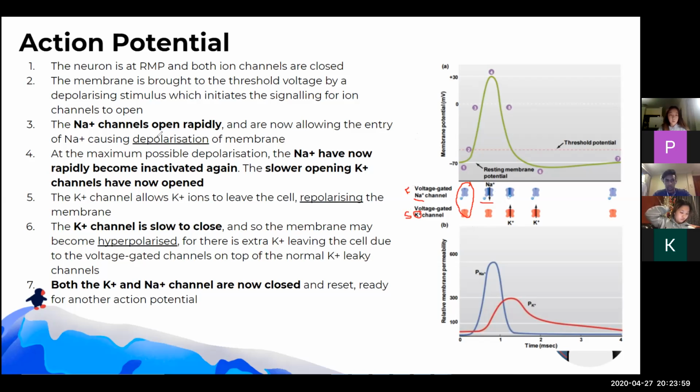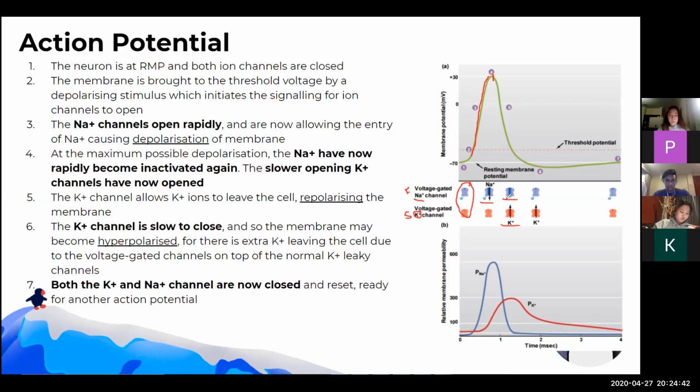On to step 3, our sodium channels open rapidly, and because they're now open, we get the entry of sodium ions, and this is essentially what causes this huge depolarization of the membrane, because sodium ions are positive. Once we hit the peak, at maximum possible depolarization, the sodium channel has become inactivated. Here it is, it's inactivated. And finally, our slow guy, our potassium channel, is open, because remember, it's slow.